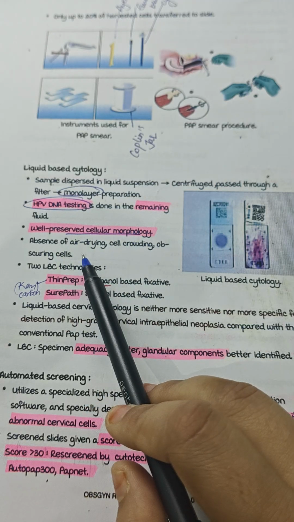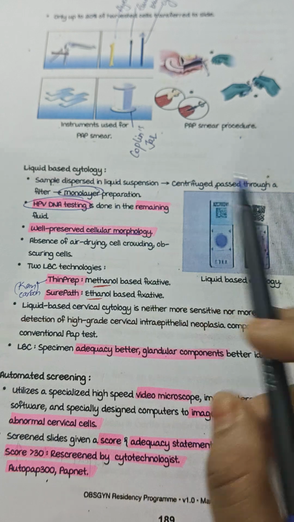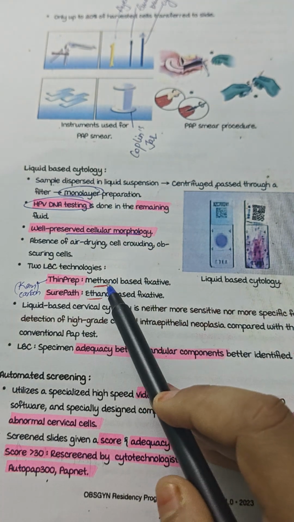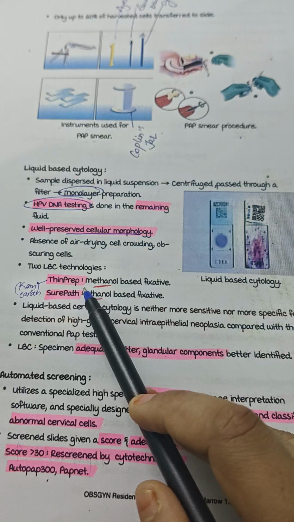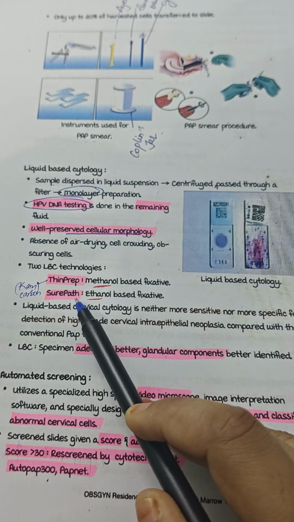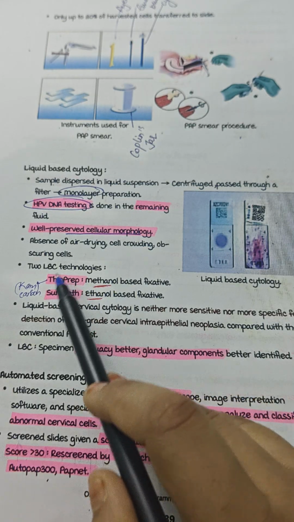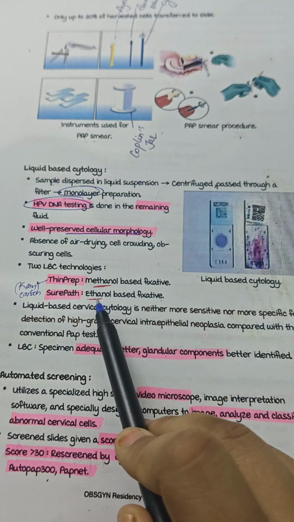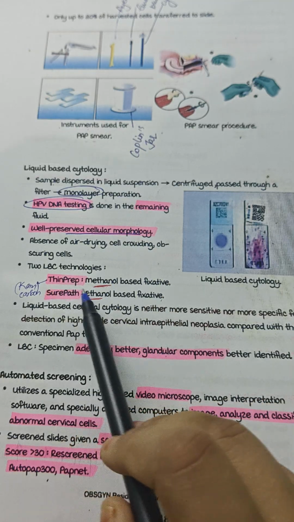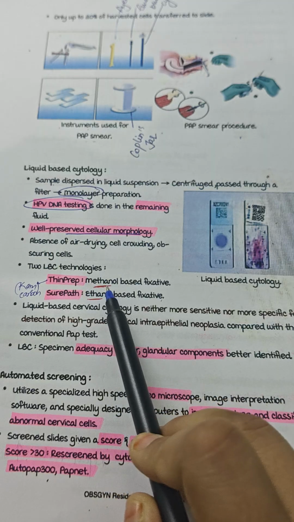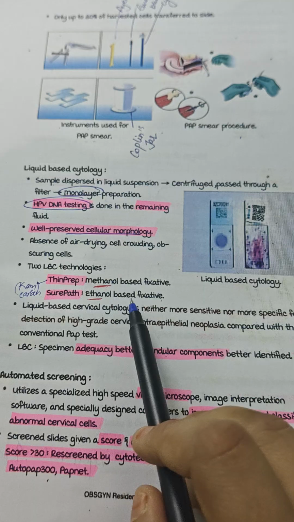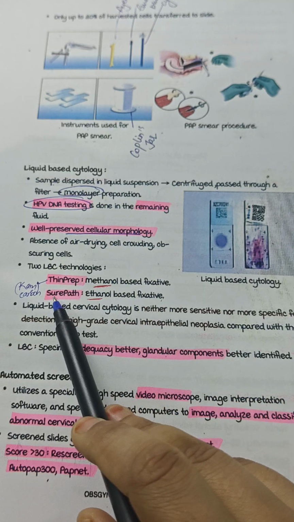There is absence of air drying, and cell crowding and obscuring cells are not present. Two LBC technologies can be seen: first is ThinPrep, and the second is SurePath. ThinPrep is a methanol based fixative, while SurePath is an ethanol based fixative. You can remember it like this: thin means less, less carbon, so less carbon means methanol. So a methanol based fixative is ThinPrep, and an ethanol based fixative is used in the SurePath solution.